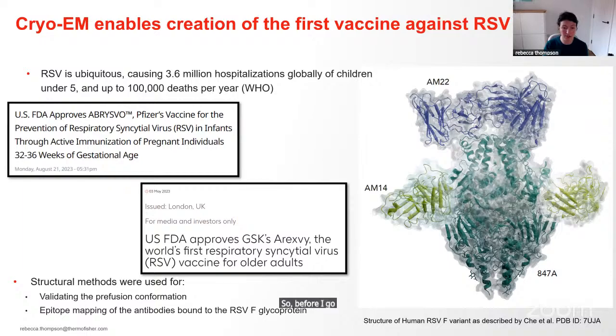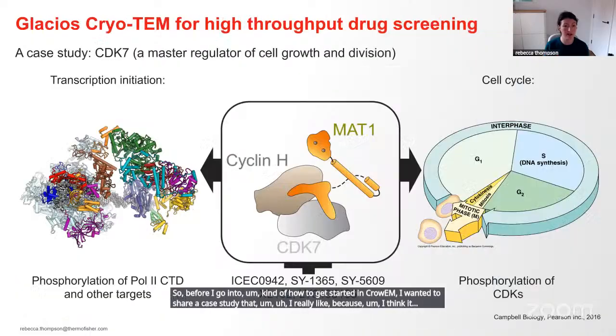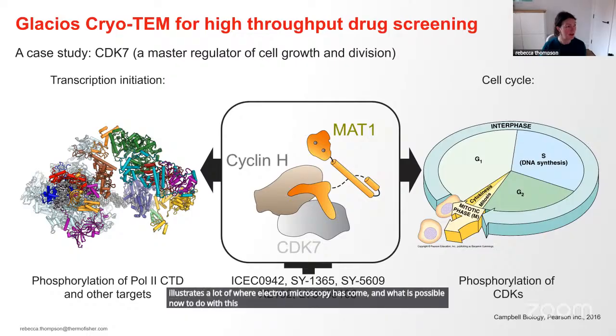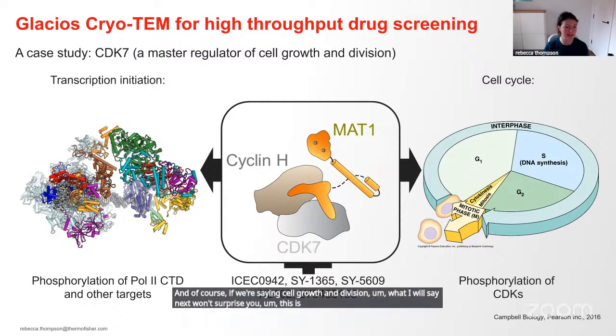So before I go into how to get started in cryo-EM, I wanted to share a case study that I really like, because I think it illustrates a lot of where electron microscopy has come and what is possible now to do with this technique. So there is a protein complex, CDK7, which is in eukaryotic cells a master regulator of cell growth and division. And of course, if we're saying cell growth and division, what I will say next won't surprise you. This is often dysregulated in a number of different cancers.